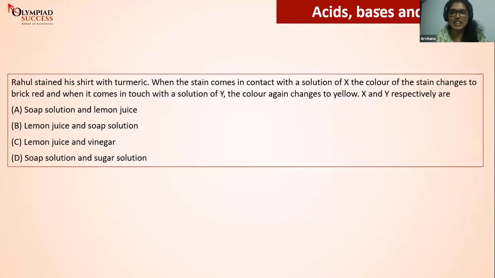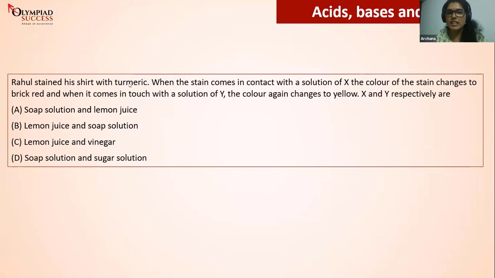The question is stated such that Rahul stained his shirt with turmeric. When the stain comes in contact with a solution of X, the color of the stain changes to brick red. When it comes in touch with a solution of Y, the color again changes to yellow. So what is the solution X and what is the solution Y? How do you approach this question? We have 4 options here. As I said, the topic we are discussing today is acids, bases and salts.